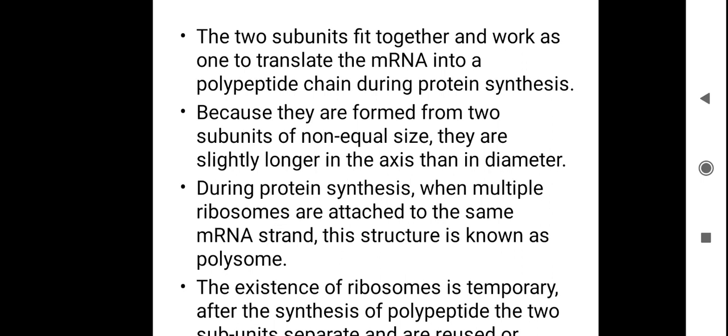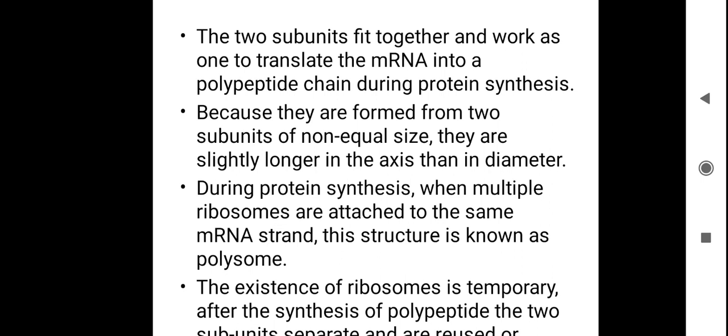Both of these subunits, the 30S and 50S, fit together and work together during the translation process. They are responsible for translating the messenger RNA and synthesizing the polypeptide chain.